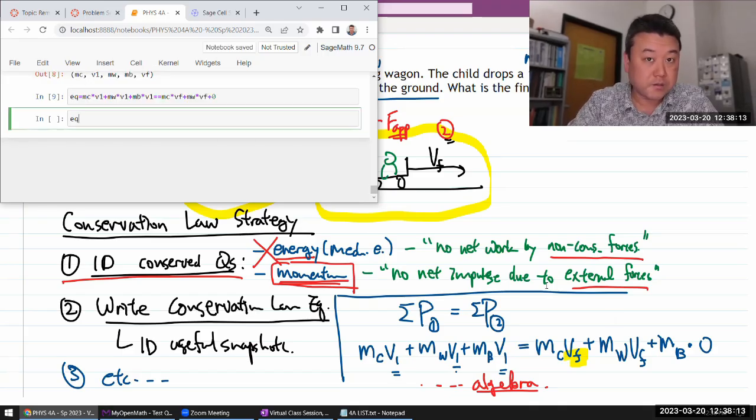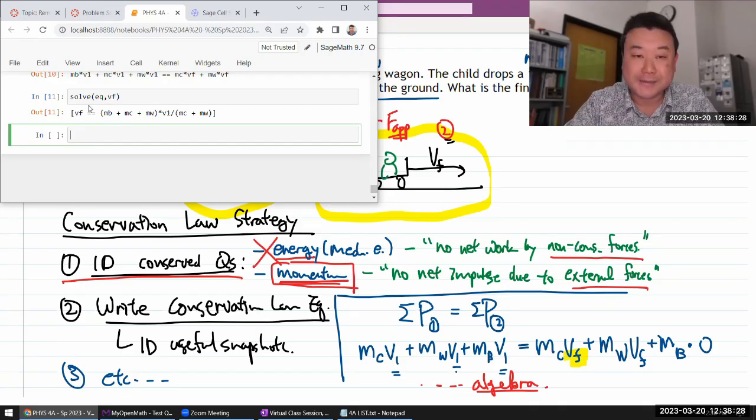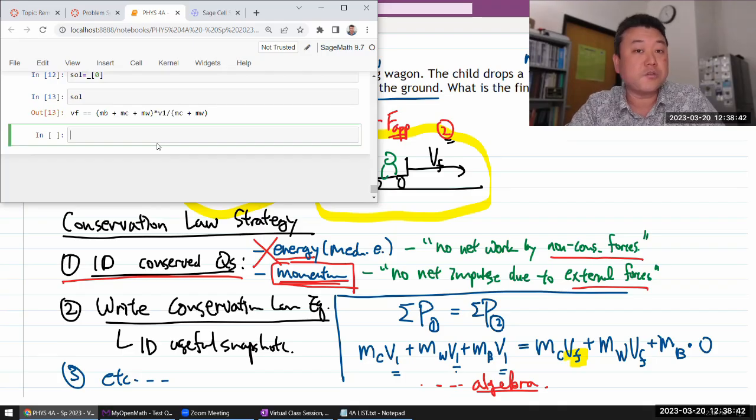So that's my equation. Let's just make sure I typed it in correctly. Everything looks fine. I'm going to use the solve function, solve this equation for V final. And oh, there it is. That looks right. It looks complete. I don't know if it's right or not. It's probably right because it looks complete. Let me put the first element of the last output into its own variable so that I can do a substitution of the numbers that we've been given.